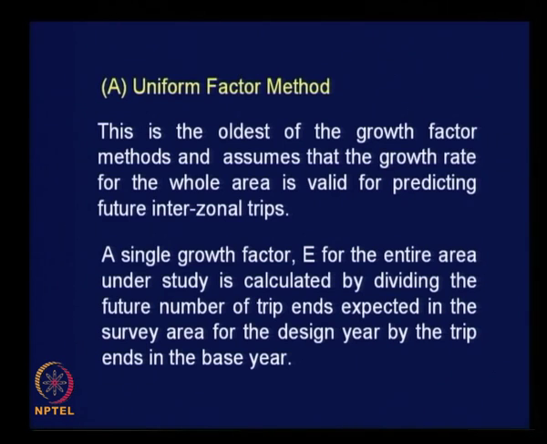Once you make this assumption, then you can use a single growth factor. When the growth rate is assumed to be constant, a single growth factor E, E stands for expansion, for the entire area under study is calculated by dividing the future number of trip ends expected in the survey area for the design year or horizon year by the trip ends in the base year. Clear? Number of trip ends expected in the survey area for the design year, that is horizon year, by the trip ends in the base year. We just divide one by the other.